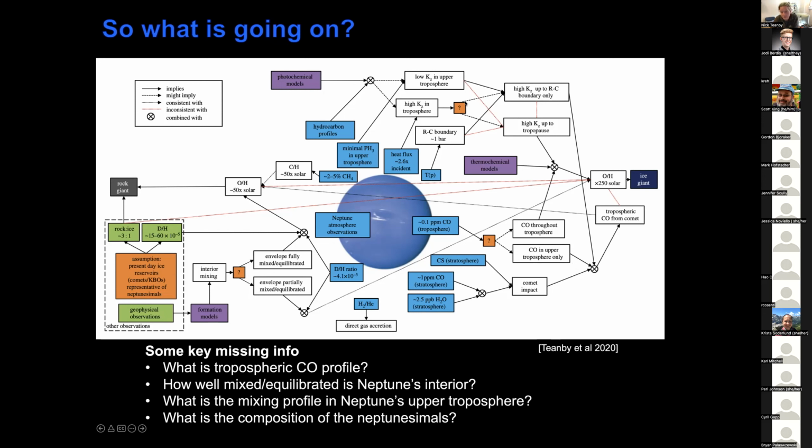So I won't dwell on this. I suggest you go to this paper if you want to dig into this plot anymore. But basically, there's a lot of bits of information. Not all of it is consistent. It can only be made consistent by assuming various things. So we basically need some more observations of Neptune.